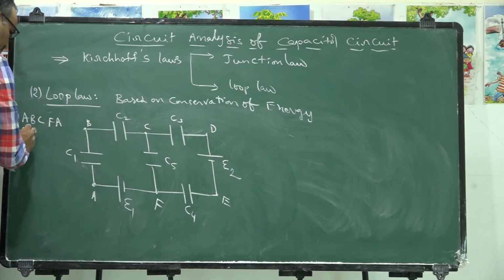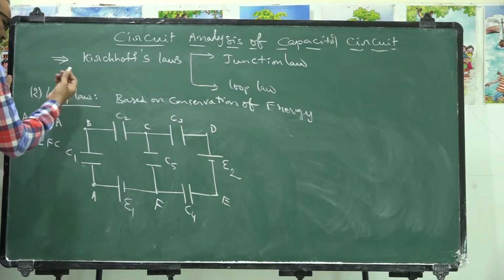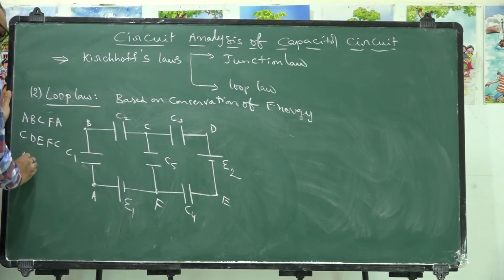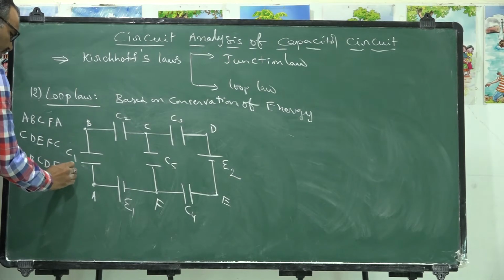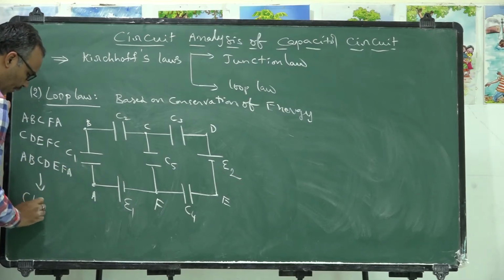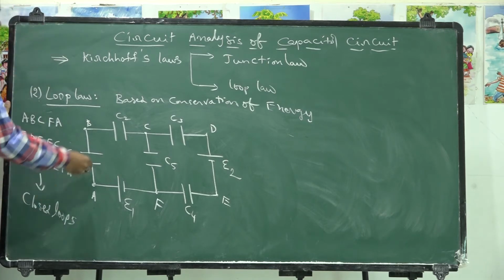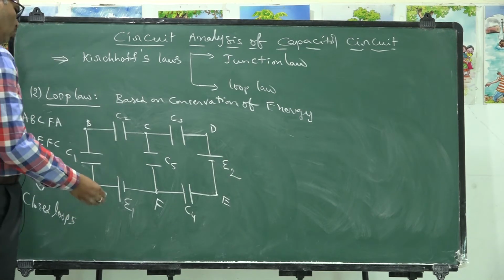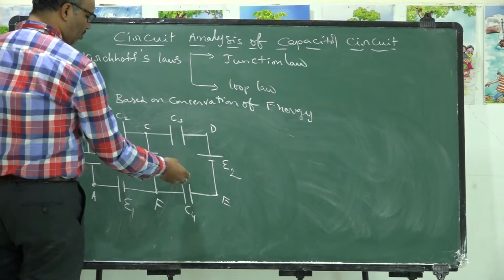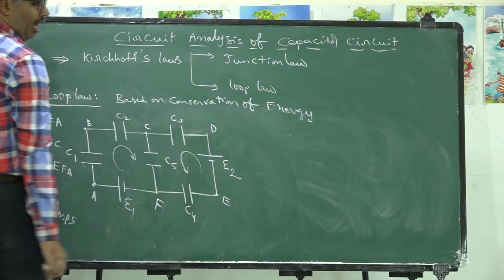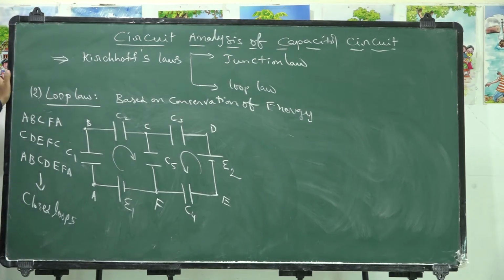If you start your journey from C: C, D, E, F, C is a closed loop. Otherwise, you may take A, B, C, D, E, F, A. These are the closed loops. Like that, you may select any loop. In a particular loop, you may go either in clockwise motion or in anti-clockwise motion for your study.